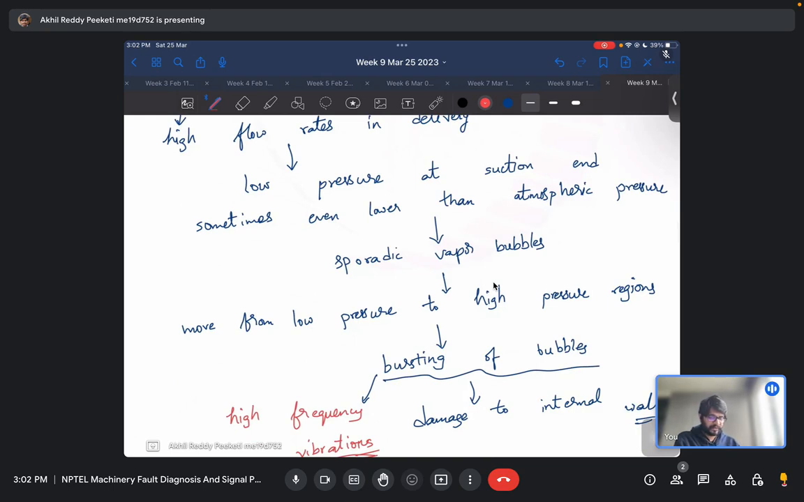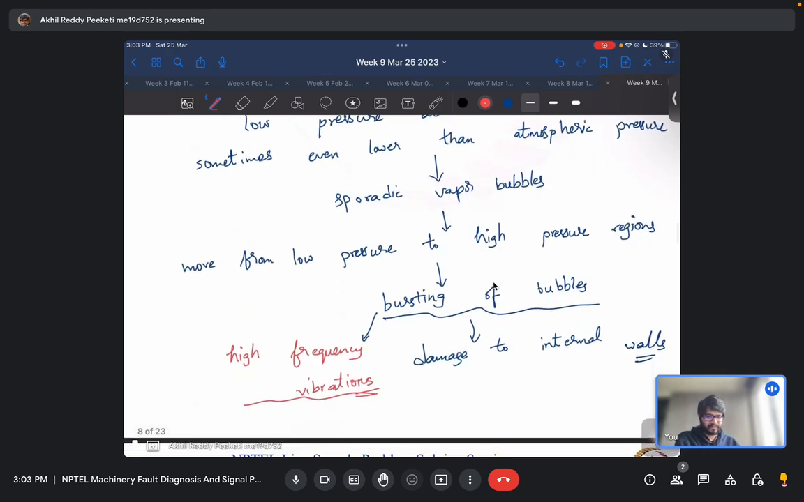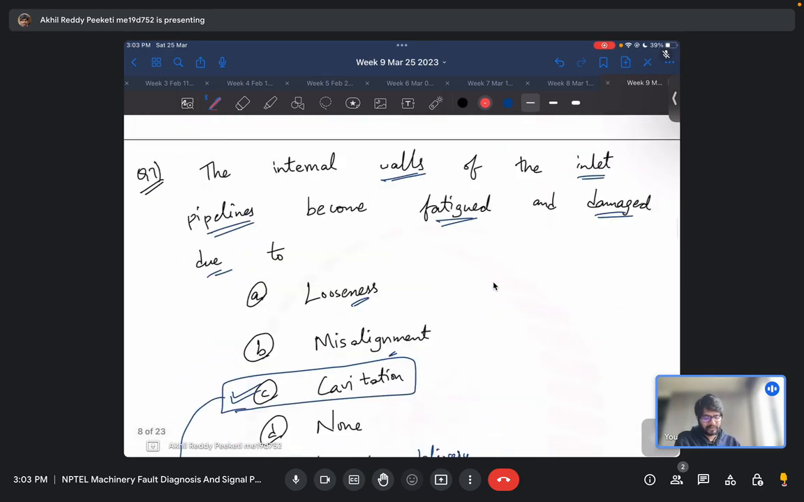But as they move to the high pressure regions, they can go to regions where they will start bursting, because they can be maintained only at very low pressure, but at high pressure they will just burst. They are not stable. Now this bursting of vapor bubbles actually damages the inlet walls, and you can see this bursting of bubbles as high frequency vibrations in the frequency spectrum. Okay, so this is why the inlet pipelines get damaged.